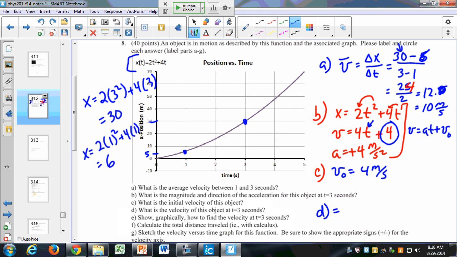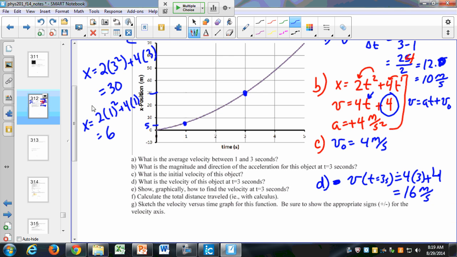16. That's right. Y'all look really excited about it. Appreciate the excitement. So d is equal to v at t equal 3 seconds, which is equal to 4 times 3 plus 4. This is what you did, Zach, for acceleration? Okay, yeah, that would give you the velocity at 3 seconds.